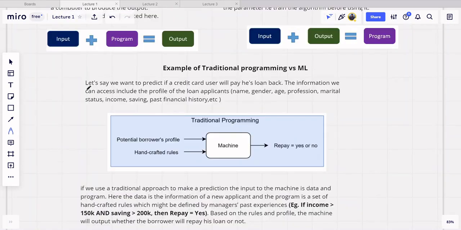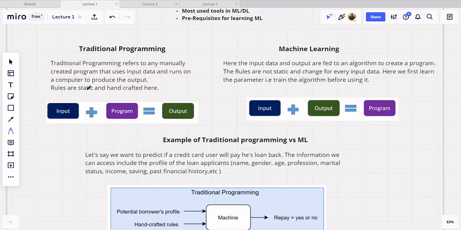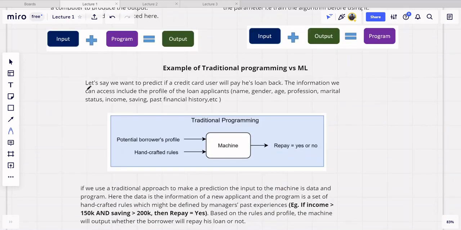All right. In traditional programming, we have the input and we write a program to predict the output. Whereas in machine learning, we have the data. Basically, we have the input and we have the output, and we make the machine learn a program so that we can use that program to predict the output. Okay. Now, don't worry if you don't understand this. Just bear with me. After 2 or 3 videos, it will be very clear to you.